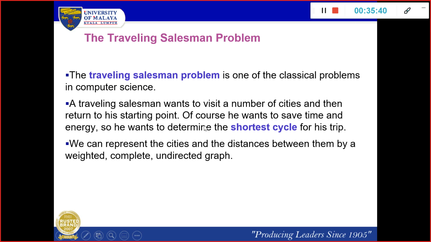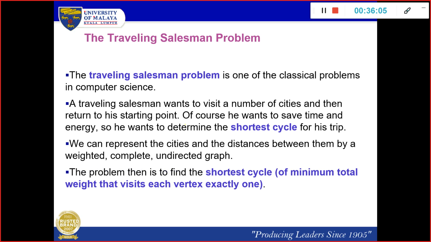This salesman wants to visit the cities. He wants to save time and energy, so he wants to make the shortest cycle for his trip. He maybe only wants to visit each city once. Once he visits, he doesn't want to go back there, or tries to avoid a route that goes back to that city. The problem then is to find the shortest cycle of minimum total weight that visits each vertex exactly once.